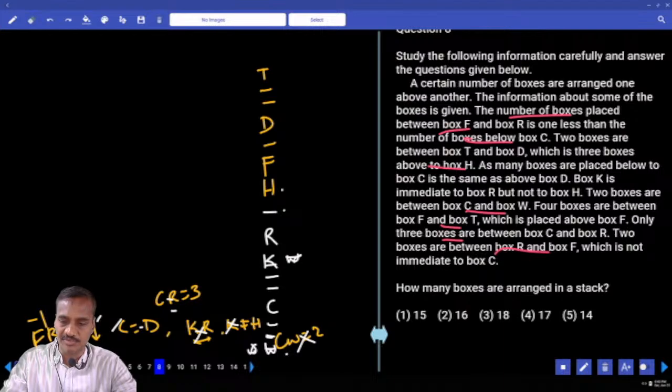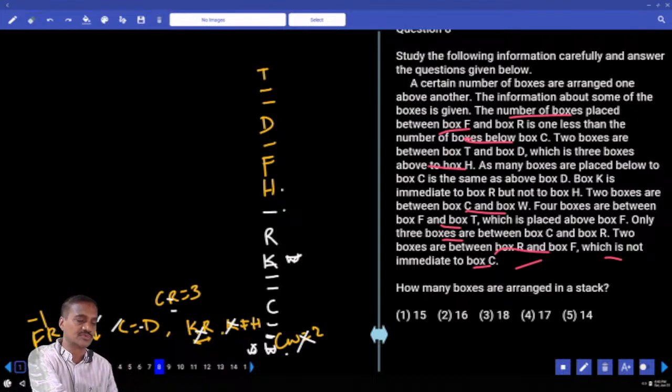R and F, how many boxes? 2. F is not immediate to C. Done with this? F is not immediate to C. Now this is the final arrangement, question numbers 23 to 26. Then 27 to 29.